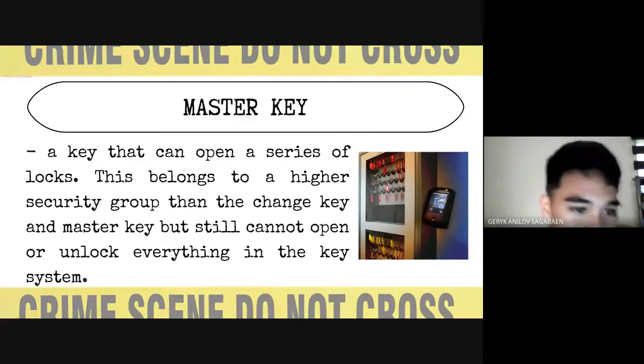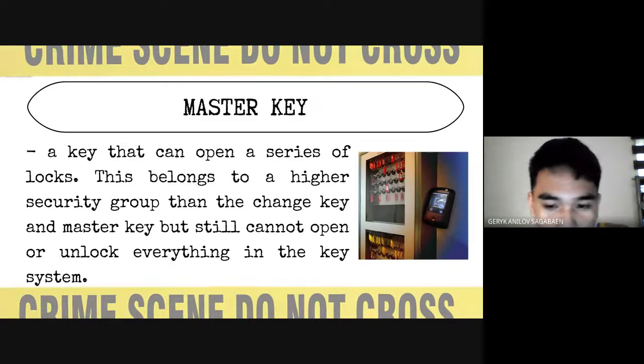Master key, a key that can open a series of locks. This belongs to a higher security group than the change key and submaster key, but still cannot open or unlock everything in the key system. A key that opens all locks of a set, the individual keys of which are not interchangeable.